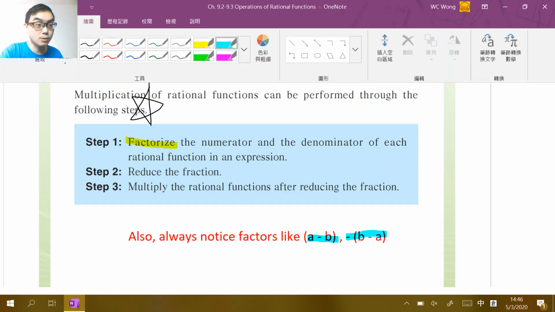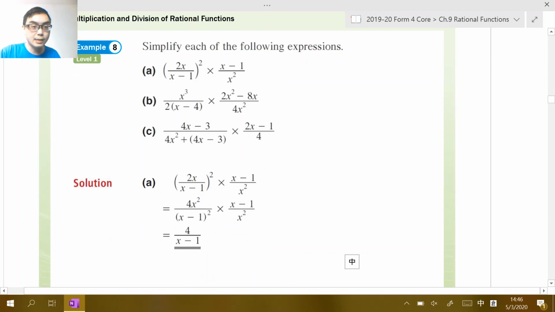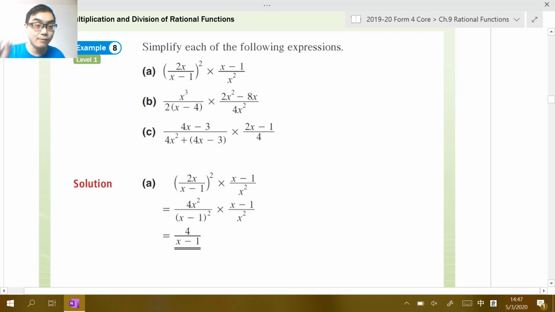So we can take a look at some examples. For example, you can see that in example 8, just like before, you have to simplify each algebraic fraction, or the rational function, first, and then you simplify as usual. Do remember that, for example, in a, you can see the bracket square. So you have to make sure that the square is put inside everything, inside the terms. For example, you can see bracket 2x over x minus 1, all squared. So 2x should be squared, becoming 4 times x squared.